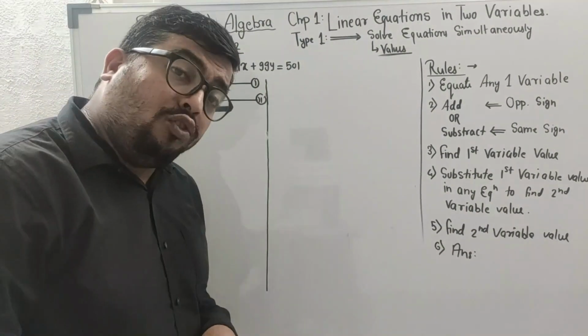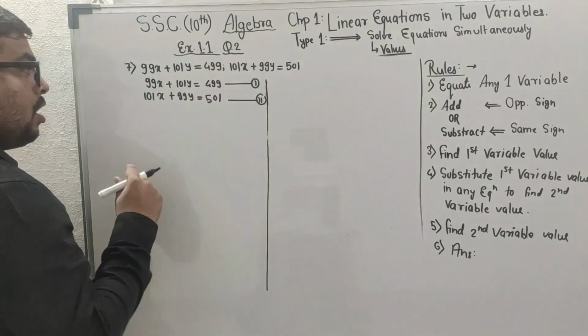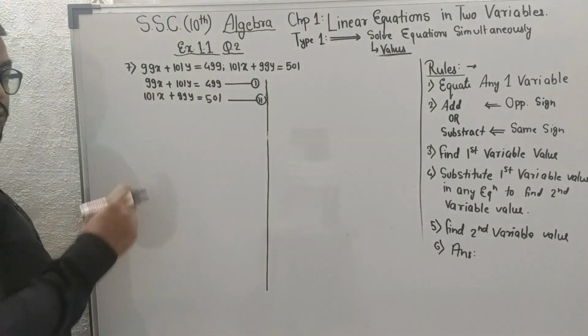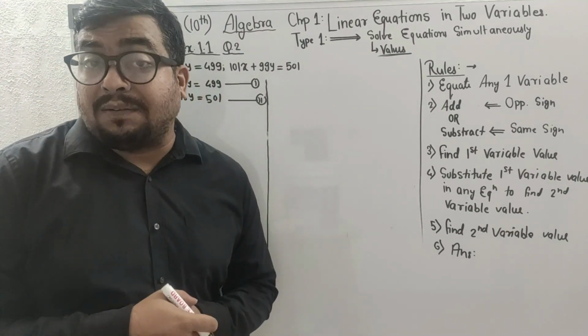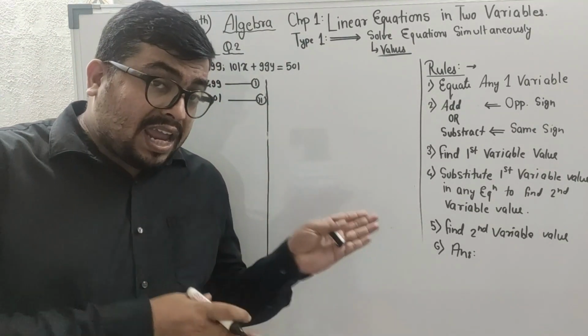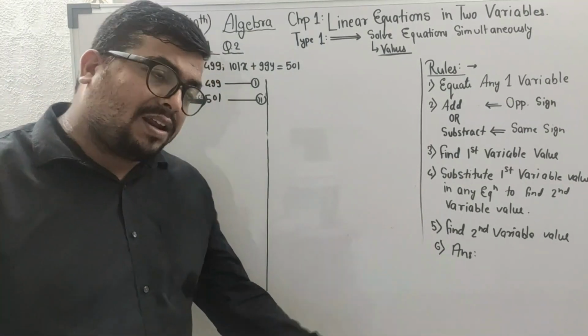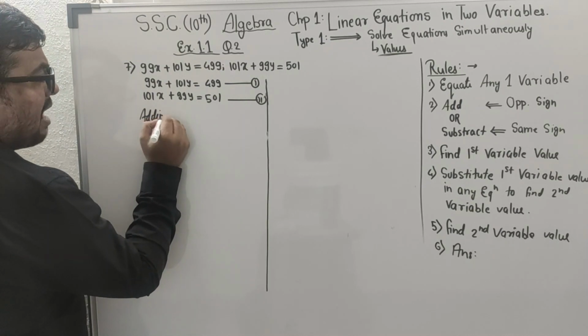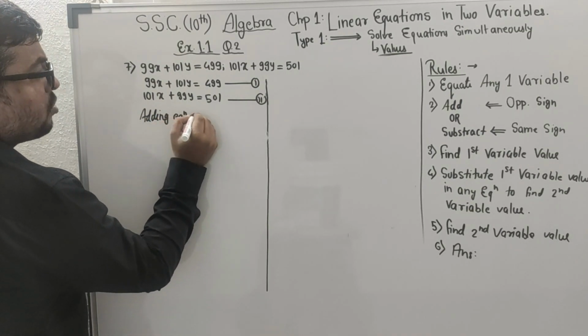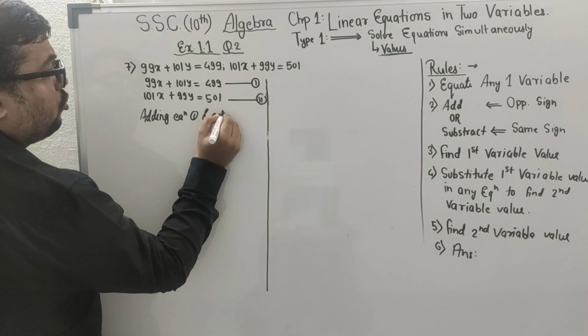Okay, how will you solve this? You will first add these two equations, then subtract, and then again add. That means once plus, once minus, and once again plus. So without wasting our time, adding equation 1 and equation 2.